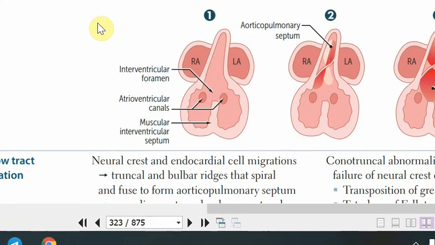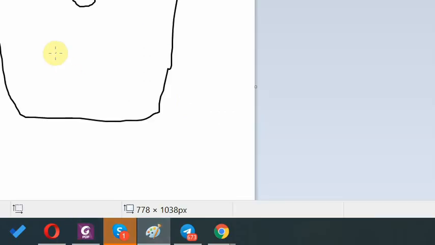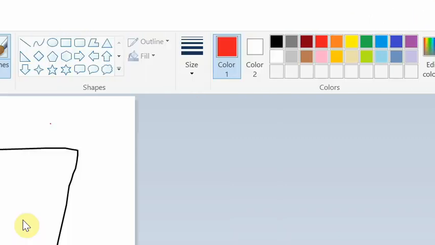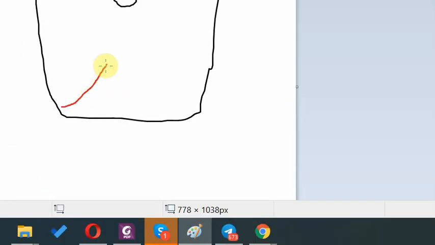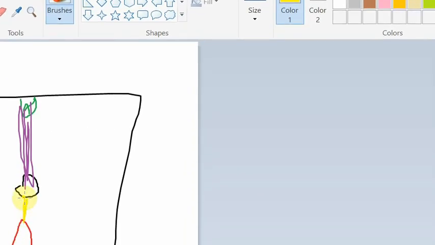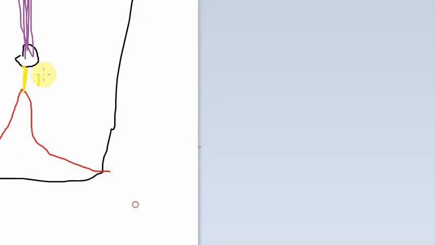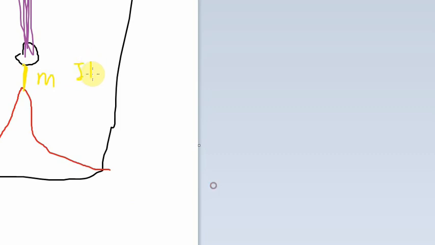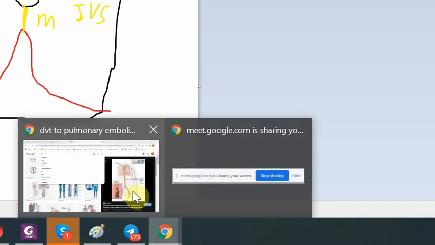So if we speak about this picture, this is the muscular septum, and in yellow it will be the membranous interventricular septum. So there is a membranous interventricular septum and there is a muscular interventricular septum.